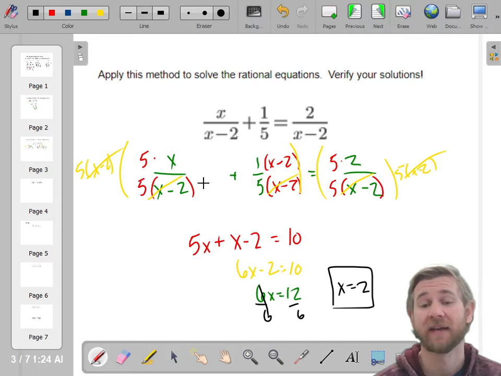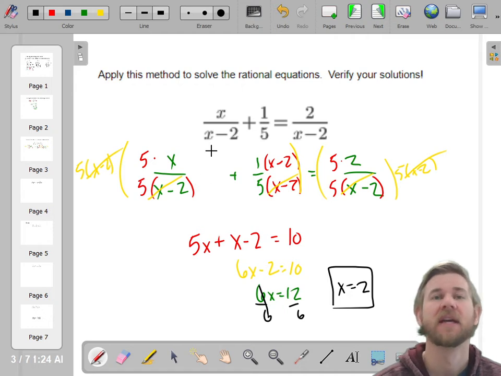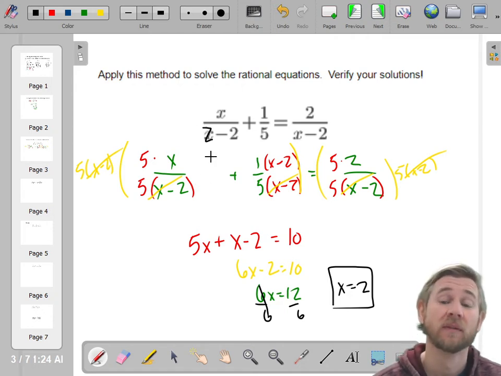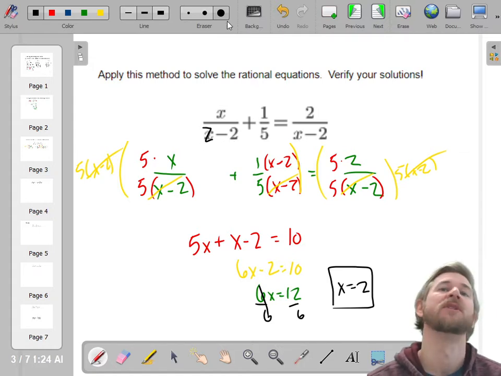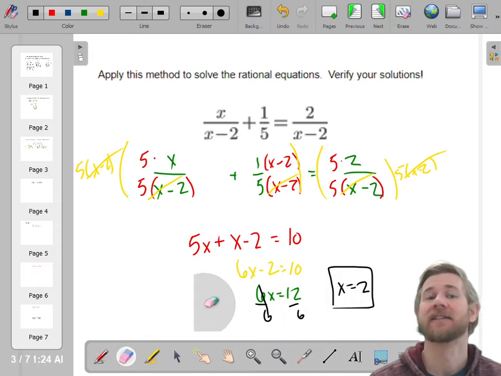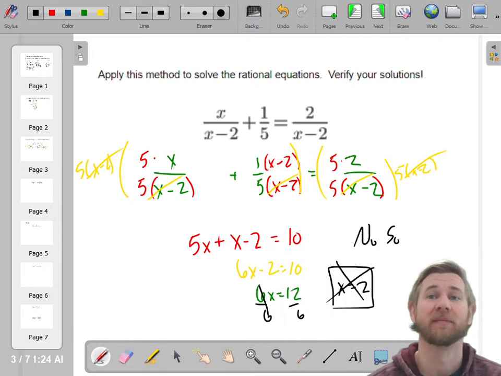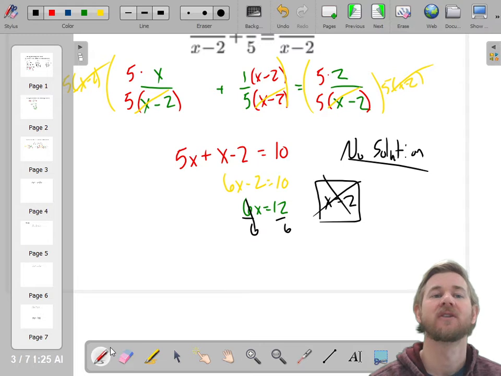When you try and go back, you need to test to see if this actually works in the original problem. If you plug in 2, uh-oh. If I try and plug in 2, then I get 0 in the denominator. 2's not in the domain of this, which means this is not a solution, and that was the only solution I got. There's actually no solution to this problem.